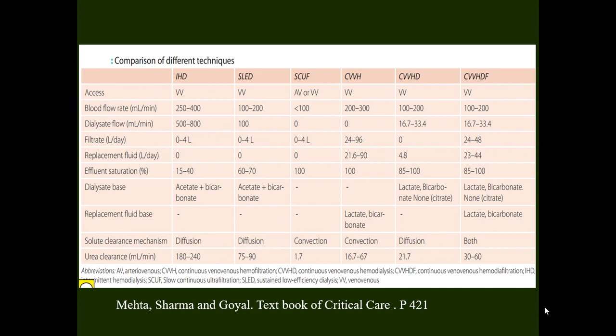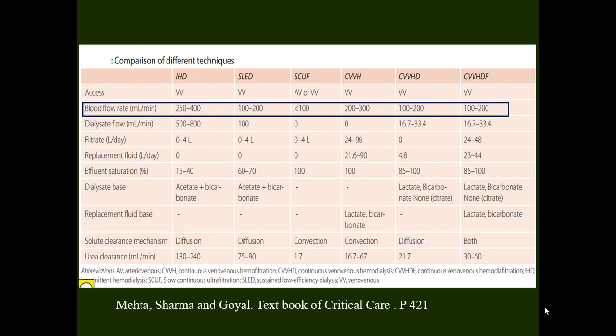The diagram shows various therapies, but what is important for us is the blood flow rate. The highest blood flow rate is obviously in intermittent hemodialysis, where it will go from 250 to 400 ml per minute, while all others are more or less in the same range, whether it be SLED or various forms of CRRT.